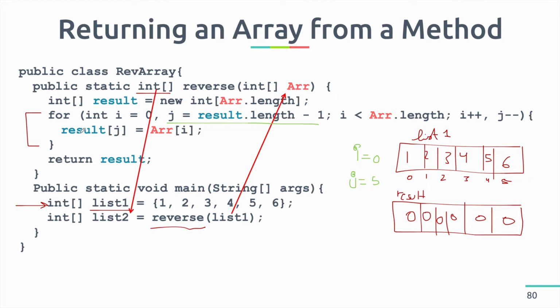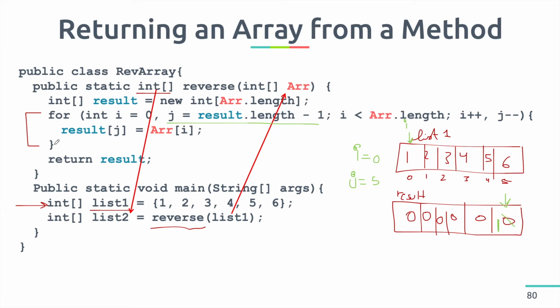So in the body it says that the result at index j, where is index j? It is at j is equal to 5. So this is index j. This is the array result. This is index j. And what will we enter here at index j? It is equal to array at index I. So this is index I, at the beginning it's at index 0. So the content is 1. So we'll replace the 0 here. It will become 1.